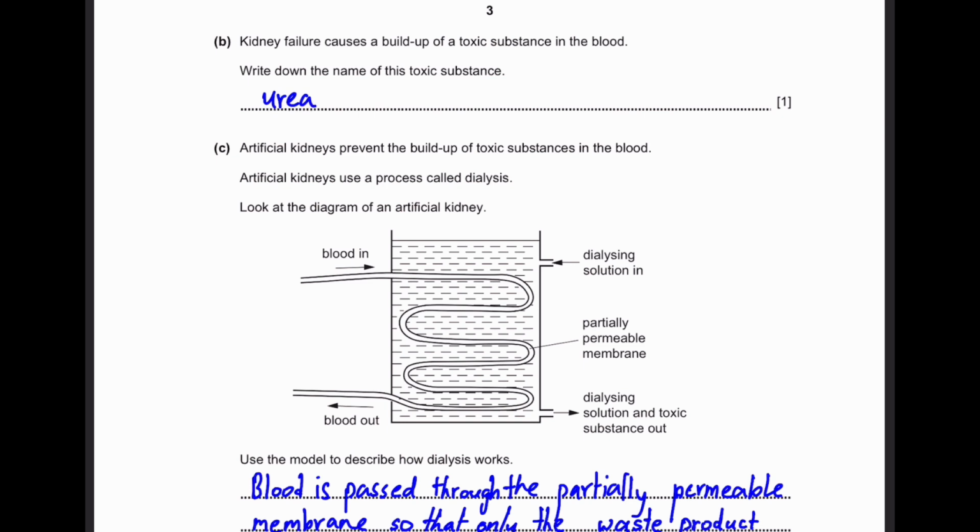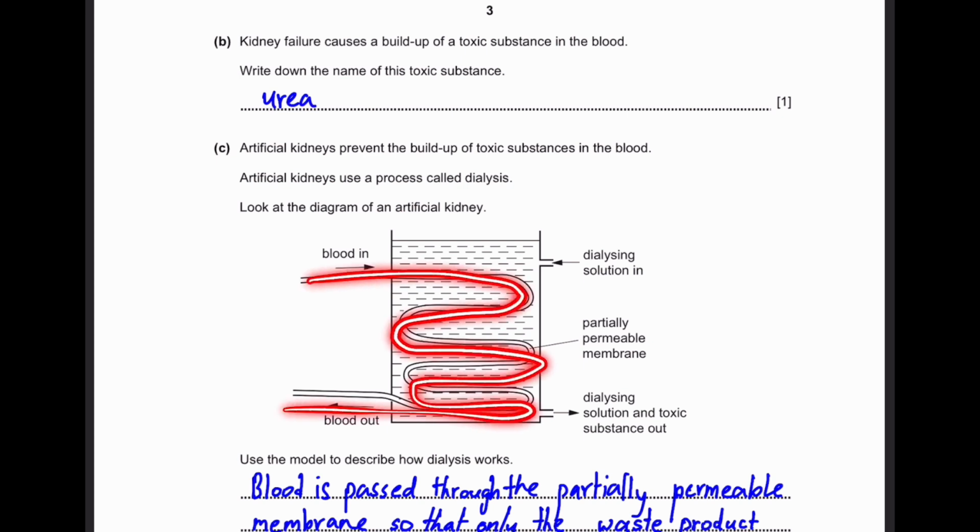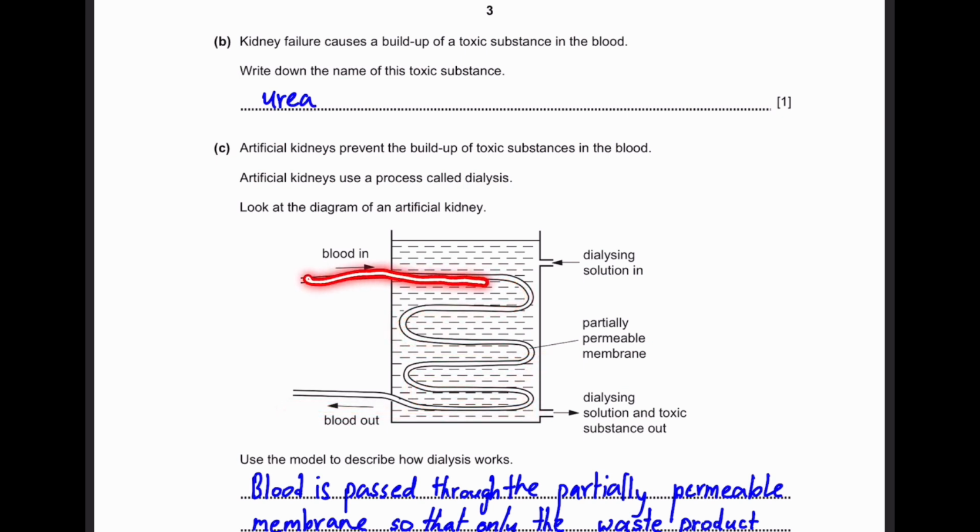Part C. Artificial kidneys prevent the buildup of toxic substances like urea in the blood. Artificial kidneys use a process called dialysis. Look at the diagram of an artificial kidney. So over here we have a tube with blood that swirls like this. So the blood goes in and a dialyzing solution comes in through this small gap here.